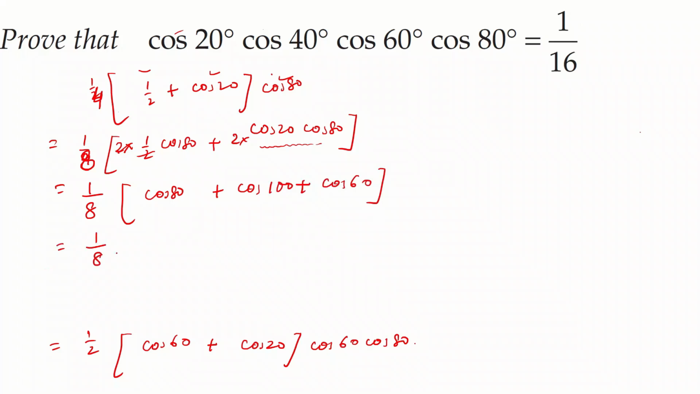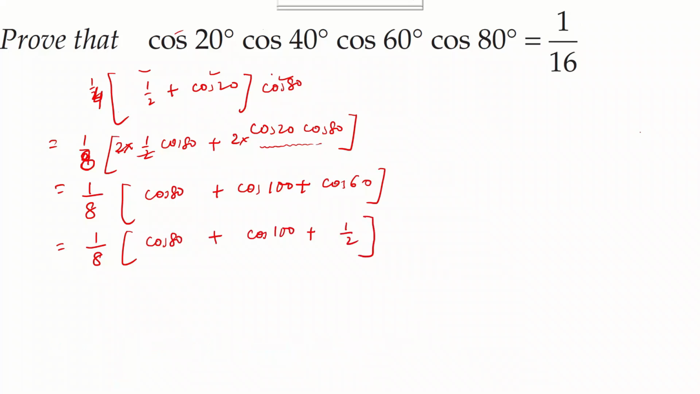So it's 1 over 8 cos 80 plus cos 100, which is not known to us, so let's keep it as it is for the time being, and this cos 60 is again half. Now let me erase this. Now think about this cos 100. So cos 100 can be written as 180 minus 80, right? So we can write this 180 as 90 times 2 minus 80.